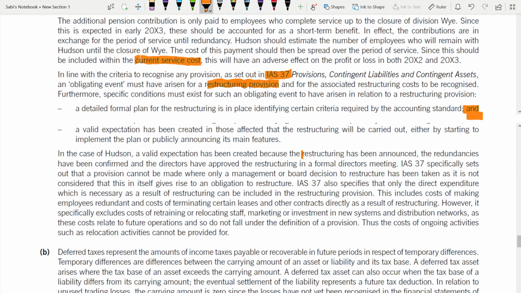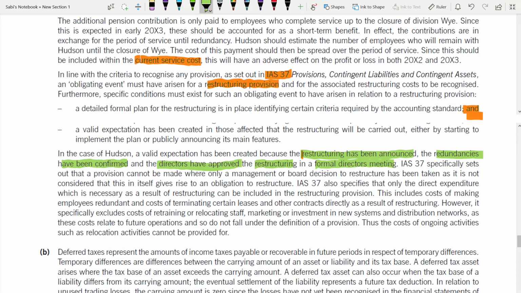Okay, I will underline this with a different color, because this was the last part, no? Restructuring has been announced. The redundancies have been confirmed. See, they are using commas, very short sentences. Restructuring has been announced, redundancies have been confirmed. Directors have approved the restructuring in a formal directors meeting. Very short and to the point. That also in the first few lines of that starting paragraph they're telling. Always give your main points in the first few lines of the start of your paragraph. Don't wait till the end. You will not have that much time. Come to the main point directly. Hit the point.